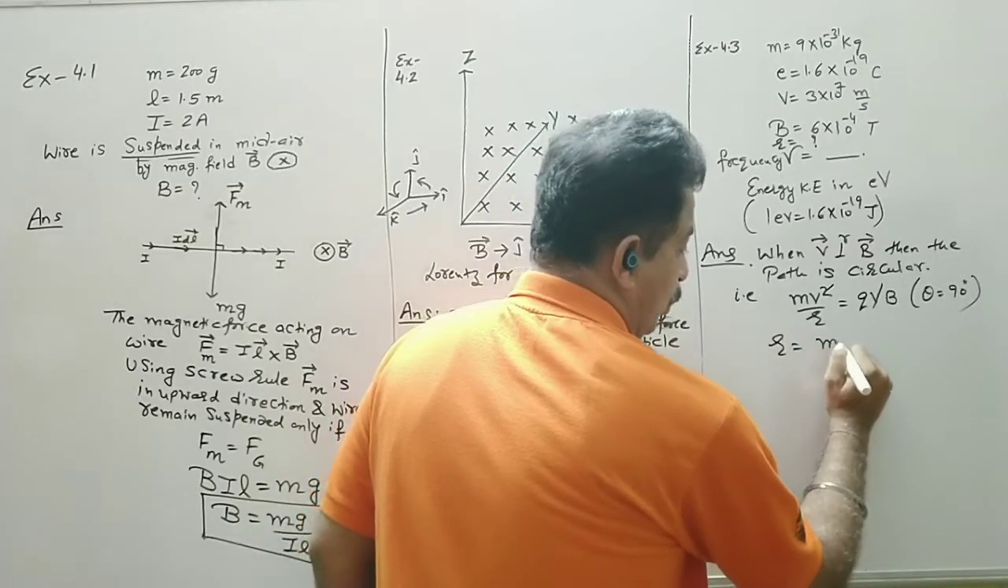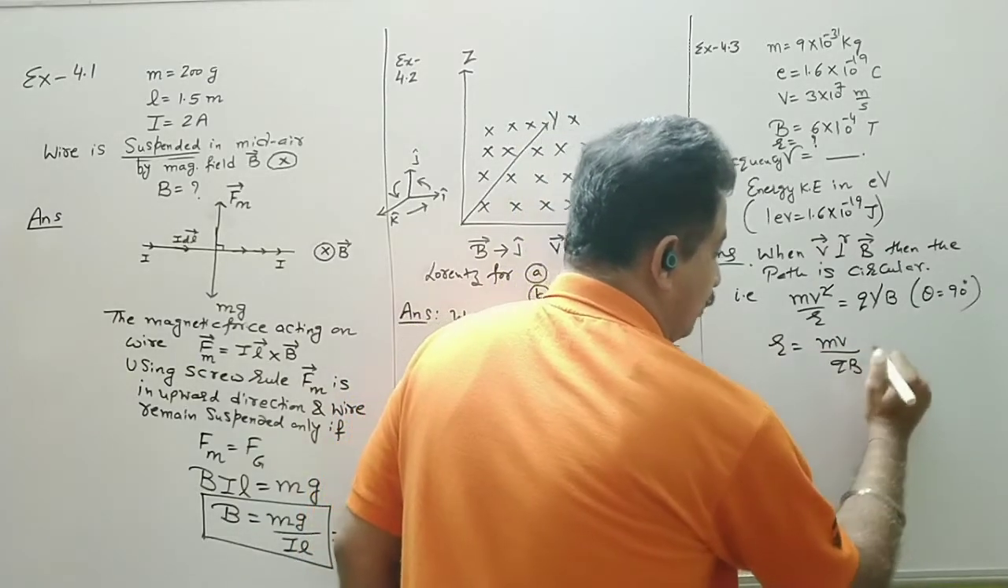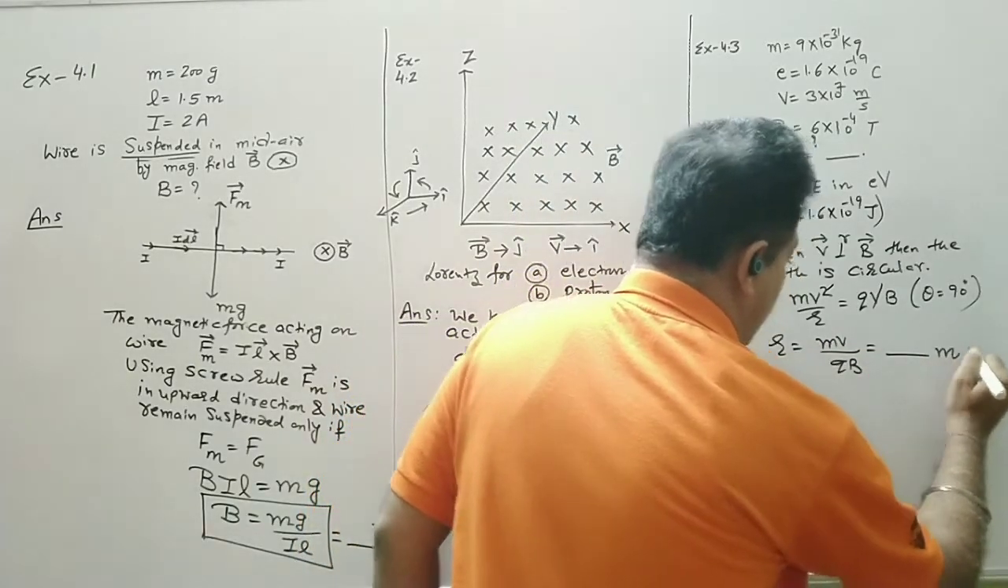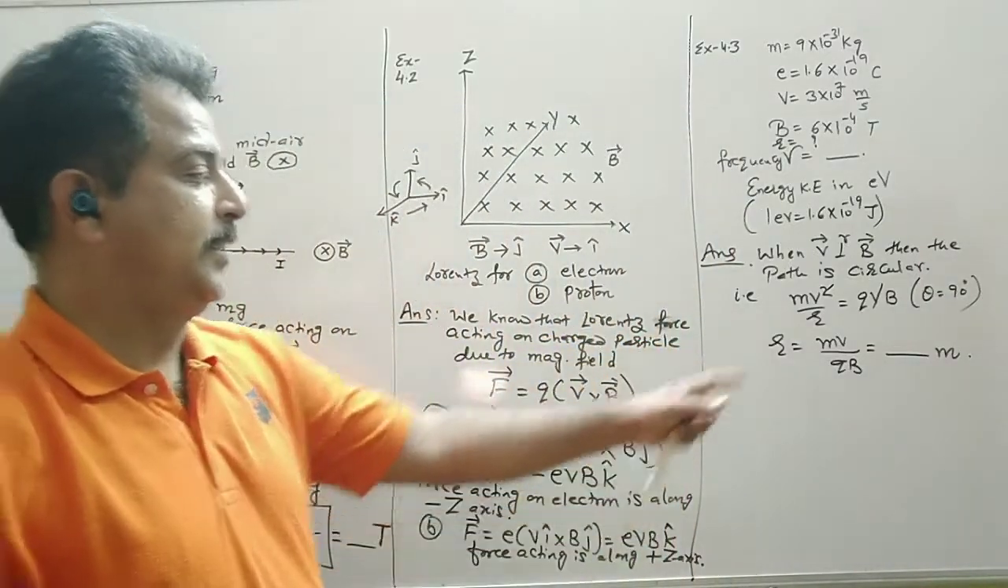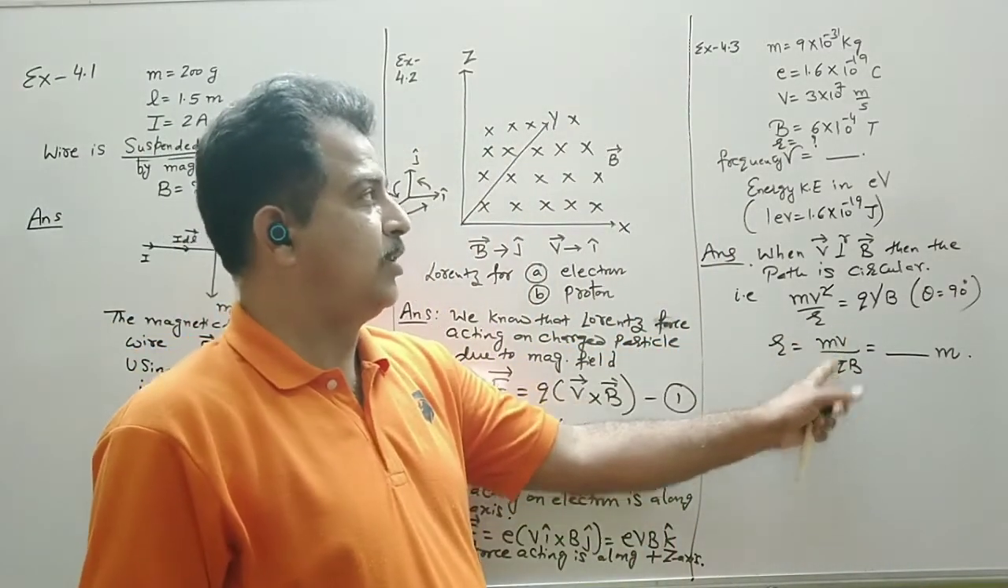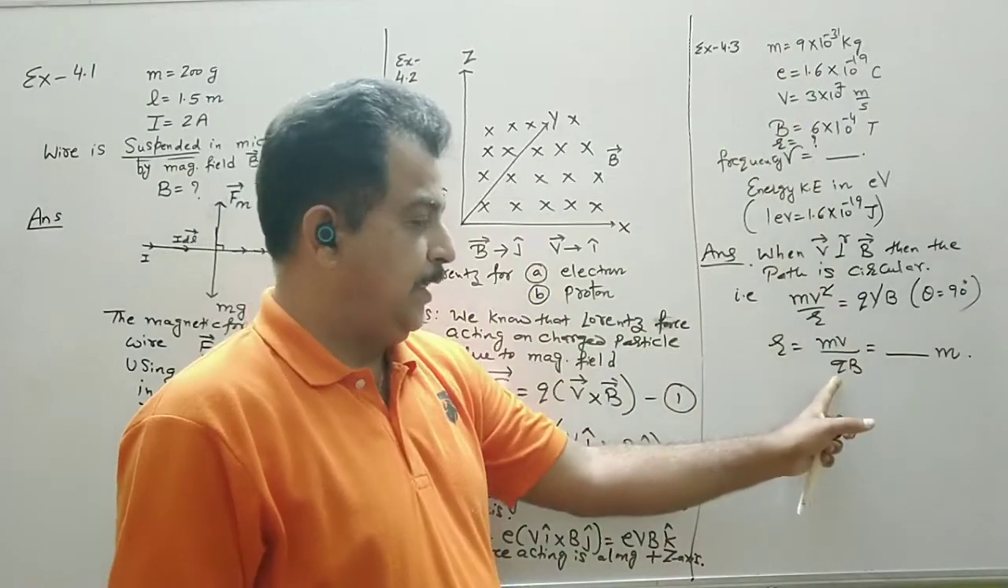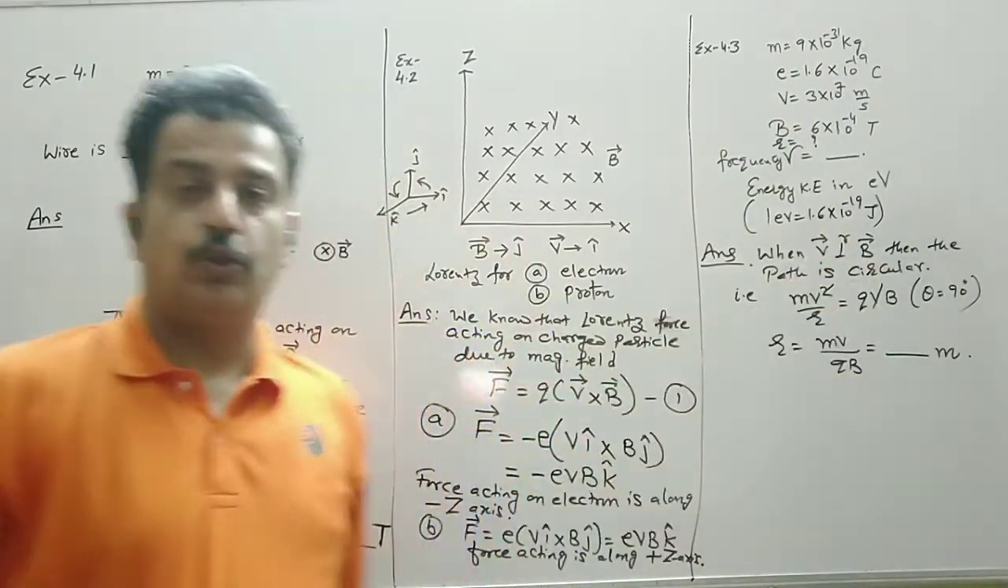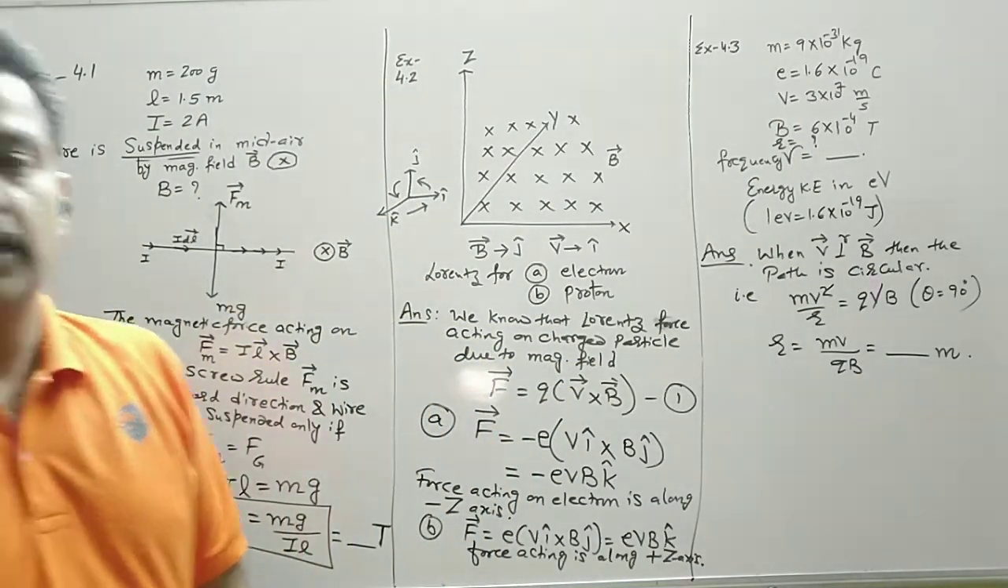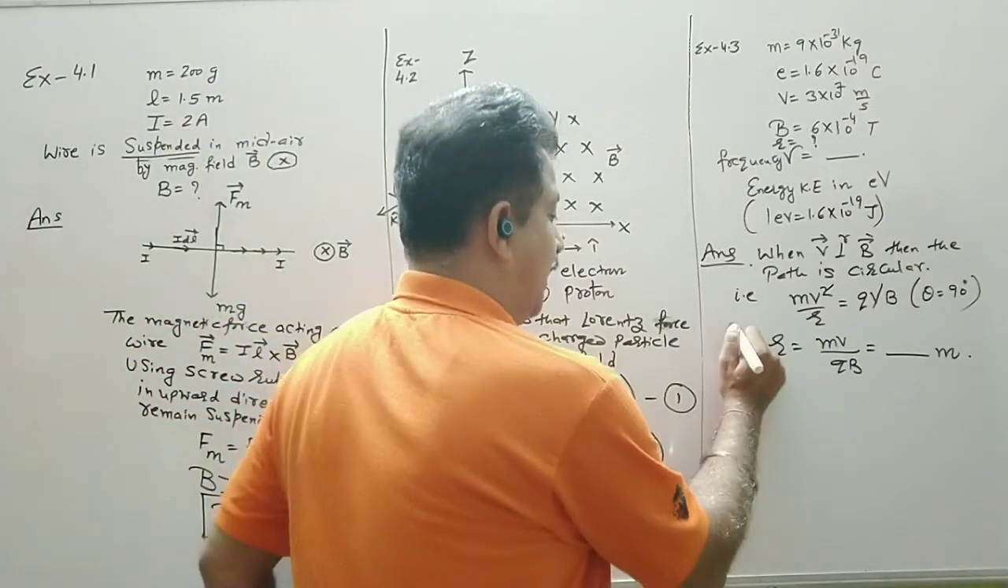r is equal to mv upon qB. So all the values are given. Mass is given, speed is given, charge, that is e, B is given. You substitute these values and find out the radius. So that is the first part.